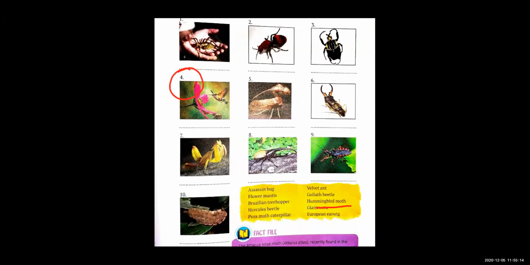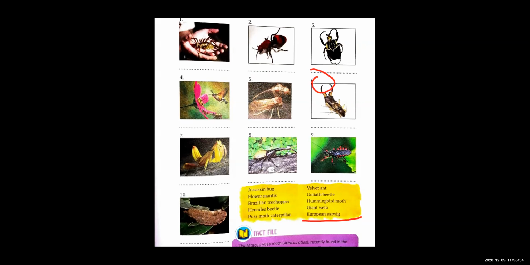Right, children? Next, the picture is not clear, but it looks like a grasshopper, similar to that, and its name is Brazilian tree hopper. Number 6 is a European variety, European breed, that is a European earwig. Number 6 is European earwig.